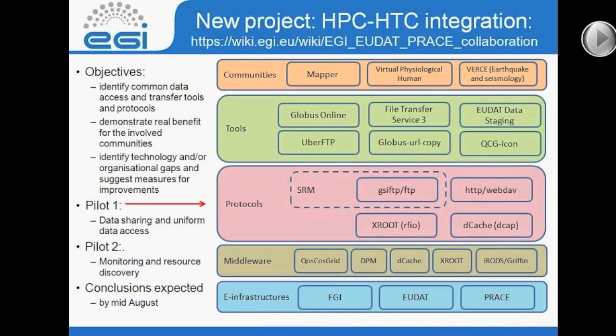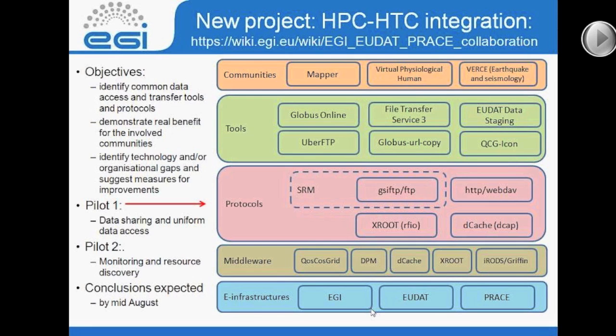And this is really the last topic I'm talking about. This is about a new project or a recently started initiative that aims to integrate HPC and HTC resources from the three infrastructures, from EGI, from EUDAT, and from PRACE. EGI is basically a cluster-based high-throughput computing infrastructure. EUDAT is a data storage infrastructure for short and long-term storage, and PRACE is the European supercomputing infrastructure with high performance computing sites.